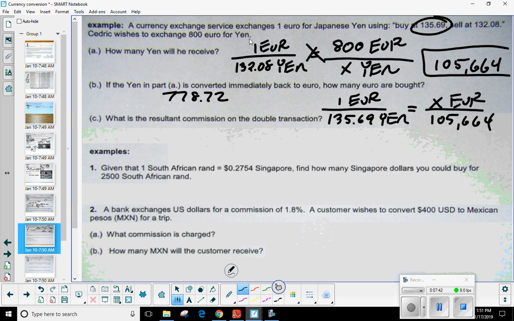Now it goes on to say, C, what is the resultant commission on the double transaction? So because of the buy and sell rate, see, we did lose money. So how can I find out how much this person was charged to do this? Yeah, go ahead and just subtract the two. We started with 800 euros, and then we went ahead and subtracted 778.72. If I were to immediately convert it back, how much did it cost me? About 21.28 euros. There you go.